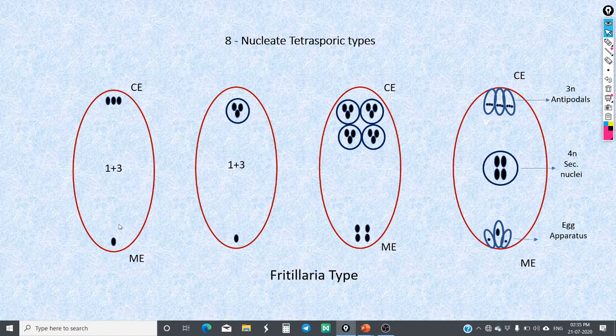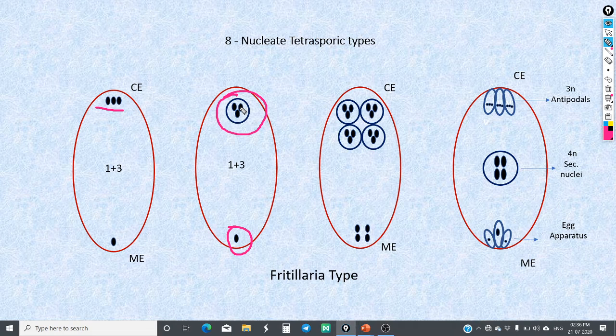So in Fritillaria type, this also shows 1 plus 3 condition, that is 1 megaspore nucleus is arranged at the micropylar end, the remaining 3 are at the chalazal end. Okay, so the 3 nuclei which are present at the chalazal end, they undergo fusion, they fuse together to form a triploid nucleus. Okay, see, this is the triploid nucleus. All the three nuclei which are present at the chalazal end fuse together to form a triploid nucleus. Here this is a haploid nucleus, and here at the chalazal end is the triploid nucleus.